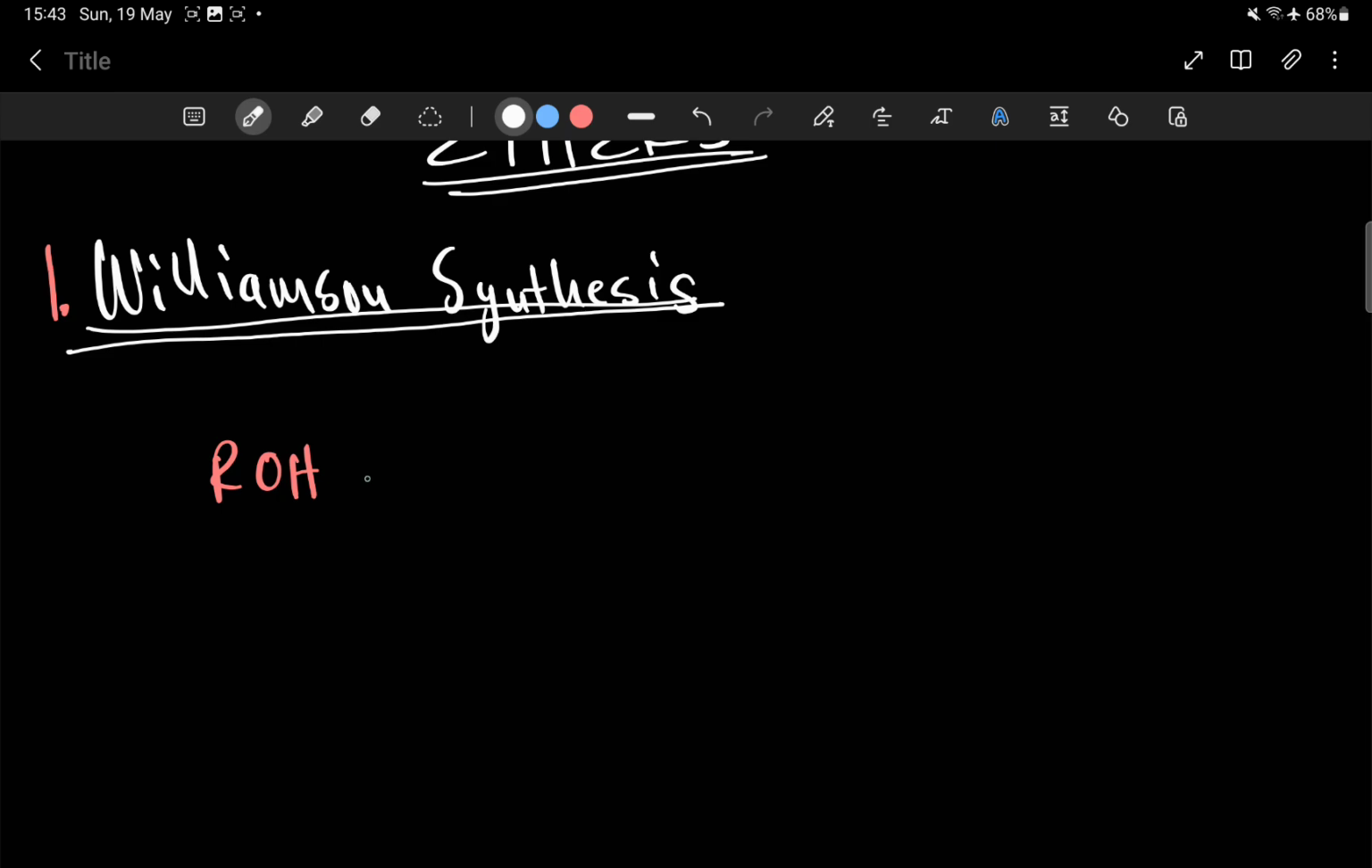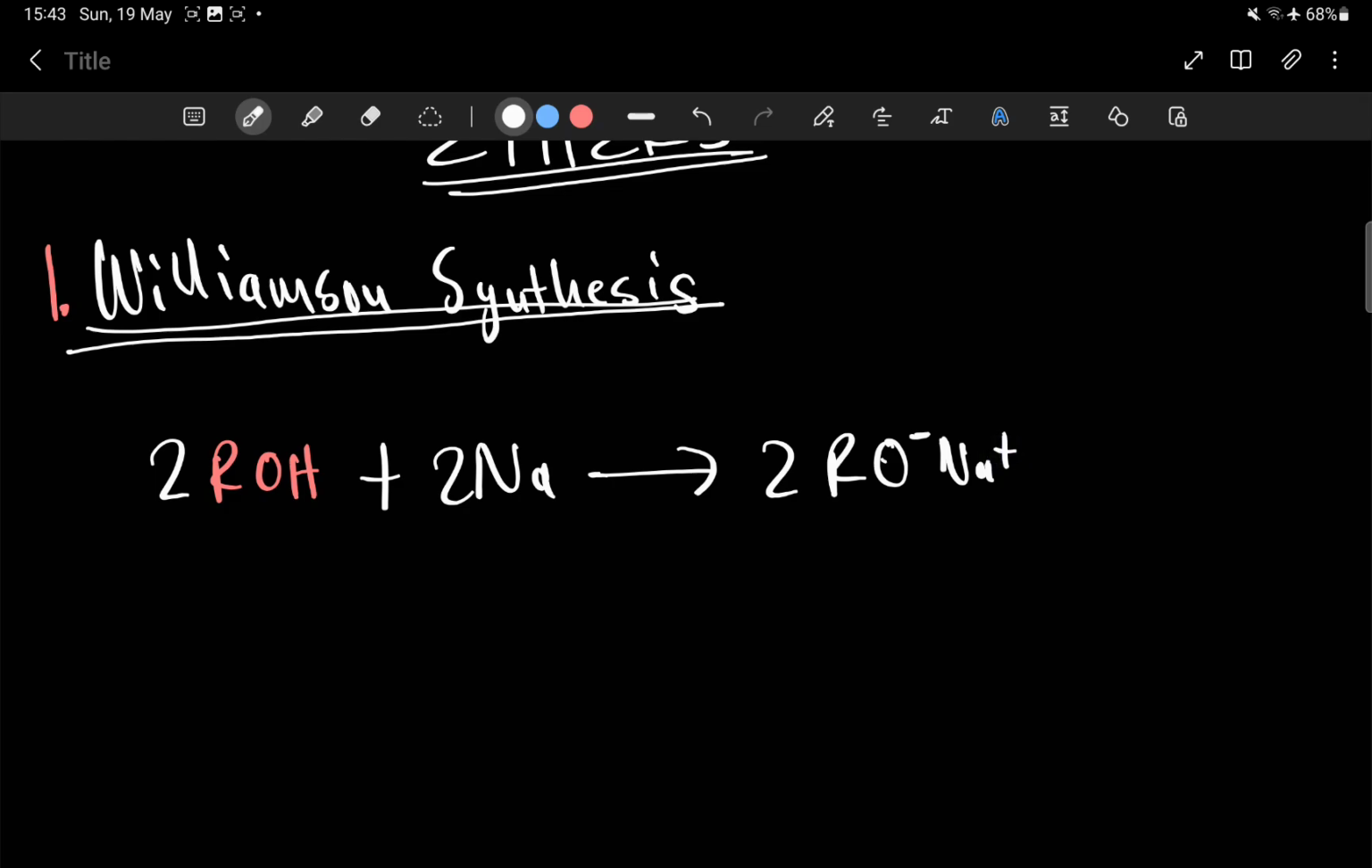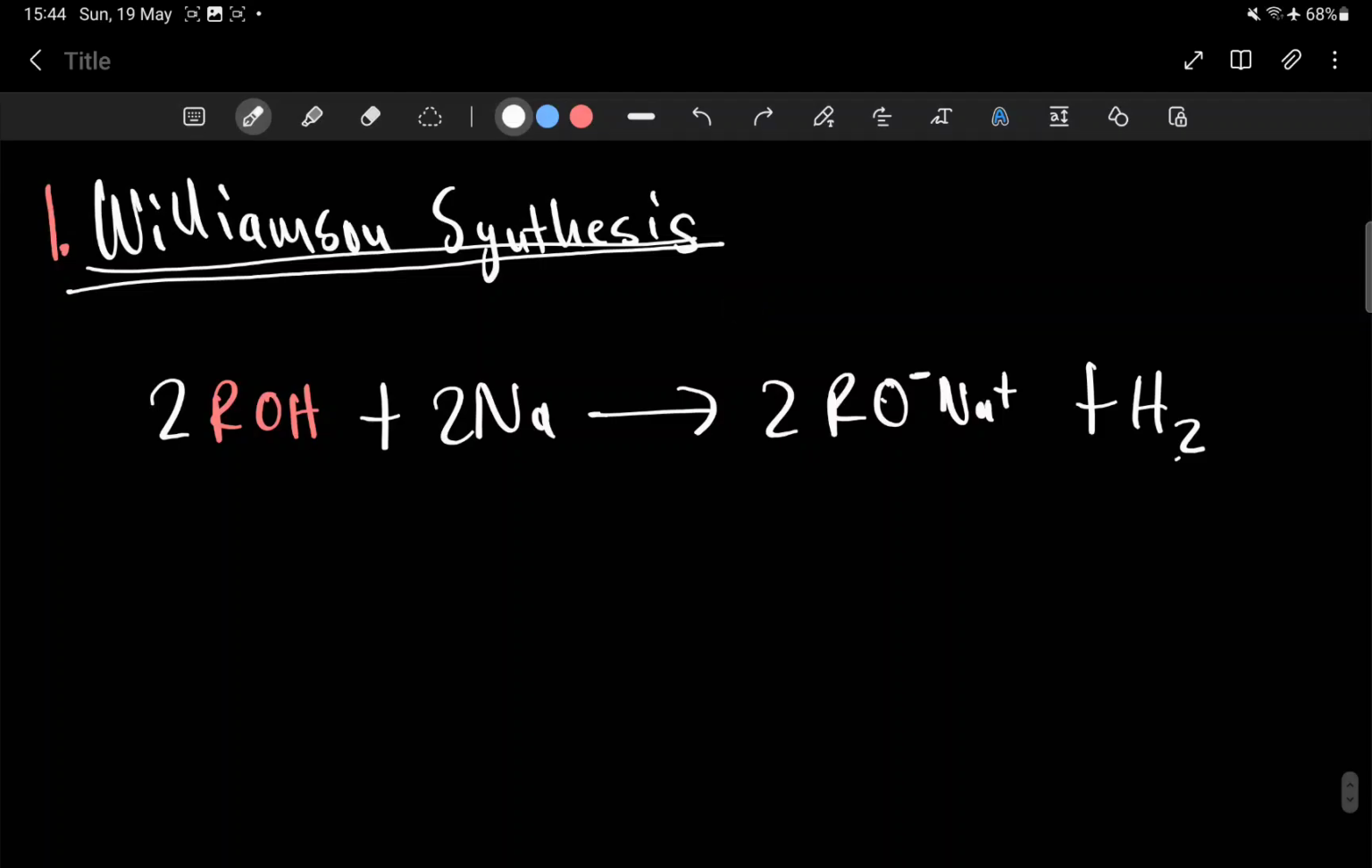So if we have an ROH, this is your alcohol, if it reacts with sodium, and we will use 2 moles of sodium, then we are going to get 2 moles of RO minus Na plus. This is called your salt, if you remember that. So acid plus metal gives you salt plus hydrogen, because your alcohol, we said, behaves like an acid. So hydrogen is removed and you have sodium. The reason why we are doing 2 moles is so that we get H2, because hydrogen always exists in diatomic form. Then we are done.